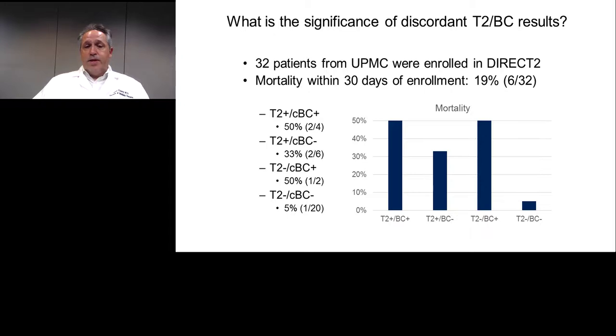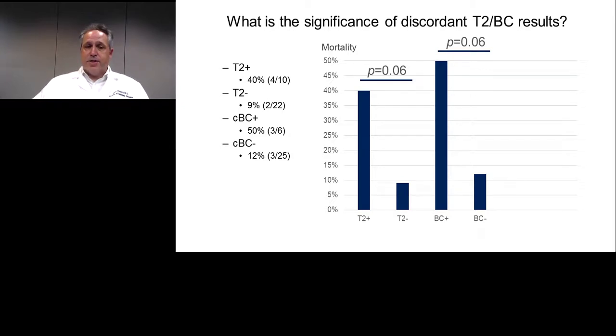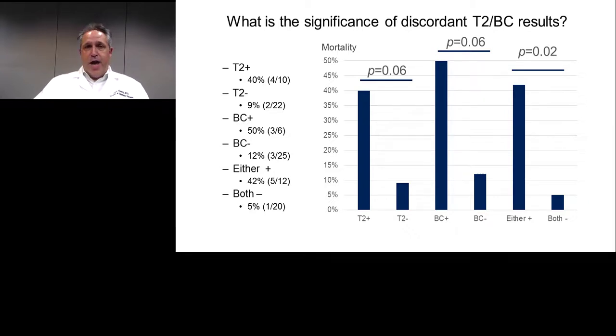So if we look at this another way, if we take any patient who had a positive T2 Candida, the mortality rate was 40% compared to only 9% among those in whom T2 Candida was negative, a strong trend towards significance there. Similarly, if we look at patients who were companion blood culture positive, mortality rate of 50%, companion blood culture negative, mortality rate of only 12%. Again, another strong trend. But if we consider the tests together, where either both T2 Candida and blood culture were positive, or either test was positive, the mortality rate was 42%, compared to only 5% among patients in whom both tests were negative. And this, in fact, was statistically significant.